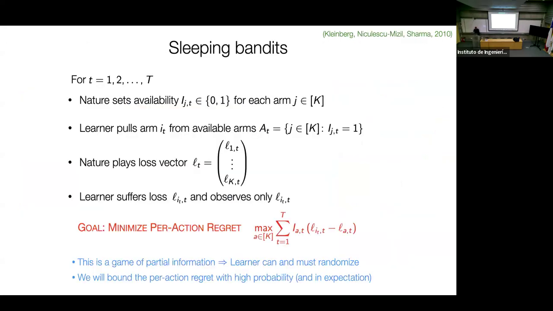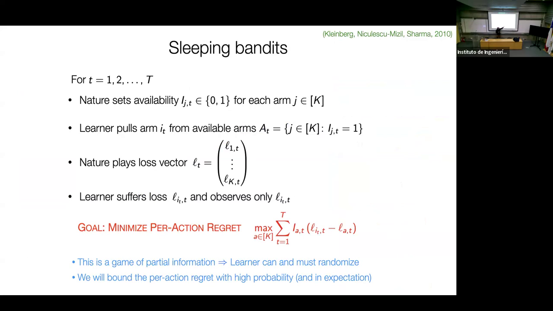Yeah, so finally, the sleeping bandit setting is exactly what we had before, except I've only made one change. The learning algorithm can only take one expert. It suffers the loss of that expert. It doesn't get to take the inner product of p_t with the loss vector. It suffers the loss of that expert, and it only gets to observe the loss of that expert. Everything else is the same. Per action regret is the same, except now I'm being very clear: it's only the loss of the expert that was selected.